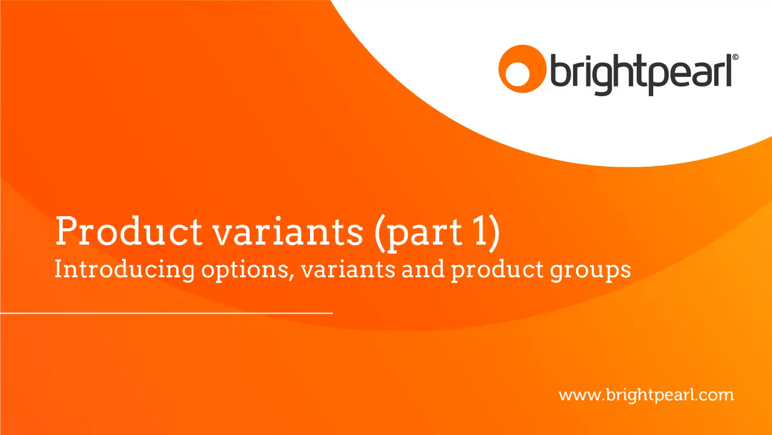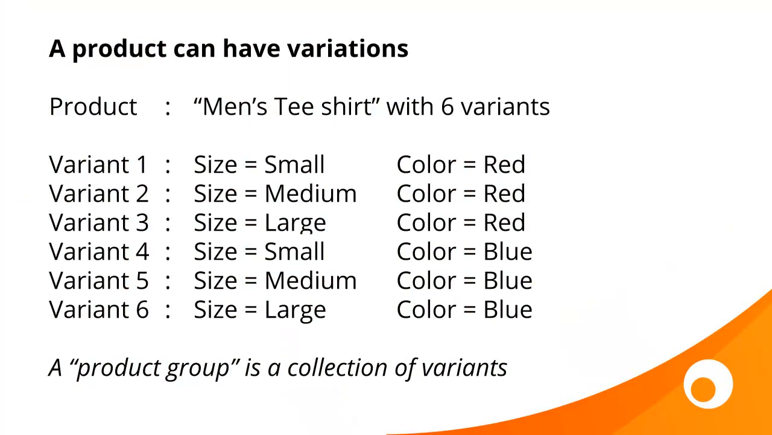This is the first in a series of videos where we're looking at product variants in Brightpearl. So a product with variations is where you've got things like size or colour to differentiate different physical items. So you've got different inventory levels of each combination. Here we have a men's t-shirt that's available in 3 sizes, small, medium and large, and 2 colours, which gives a total of 6 combinations.